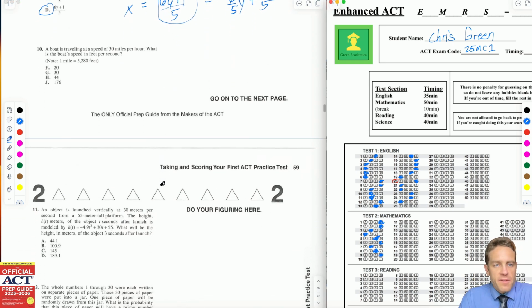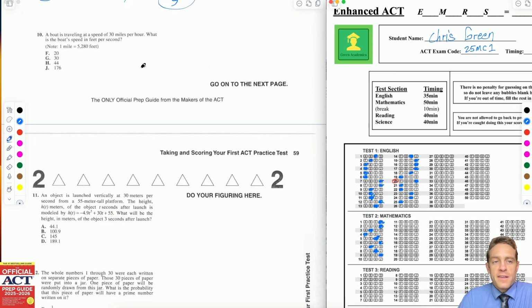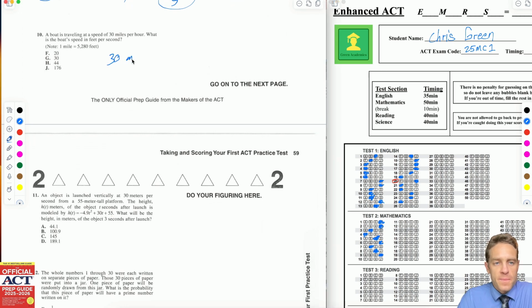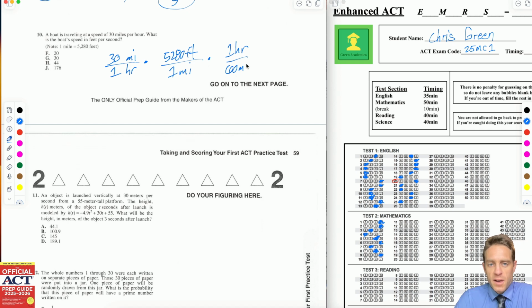A boat is traveling at a speed of 30 miles per hour. What is this boat speed in feet per second? So this is going to be a skeleton conversion, right? So 30 miles in 1 hour is where you start. And then feet per second, you have to convert the units twice. So say 5280 feet in 1 mile. Actually, you need 3 of these, right? So then you have to say 1 hour is to 60 minutes, and then 1 minute is to 60 seconds.